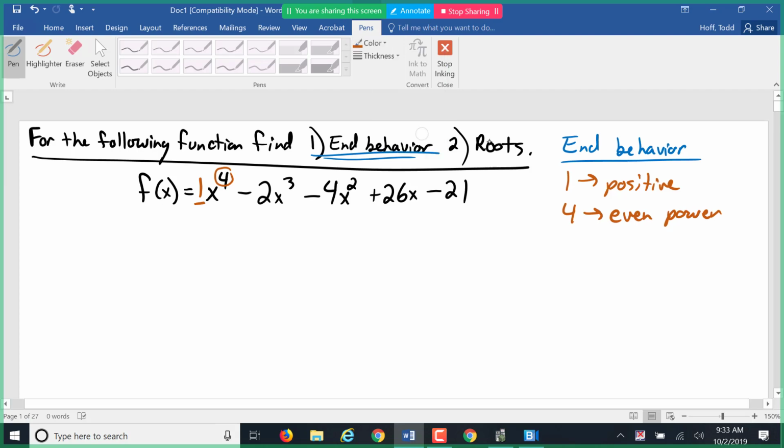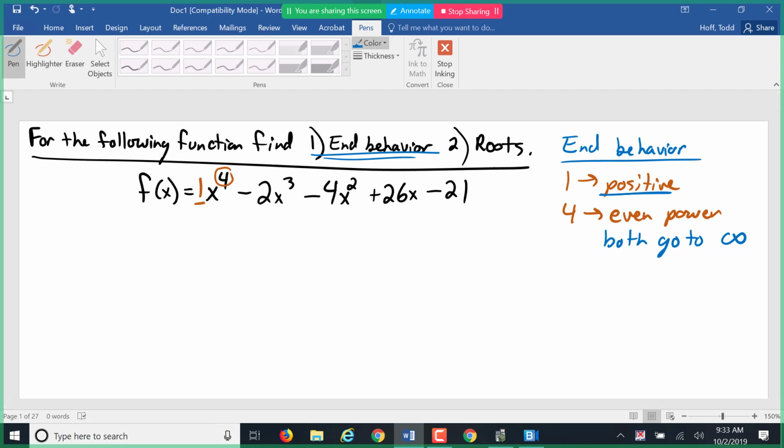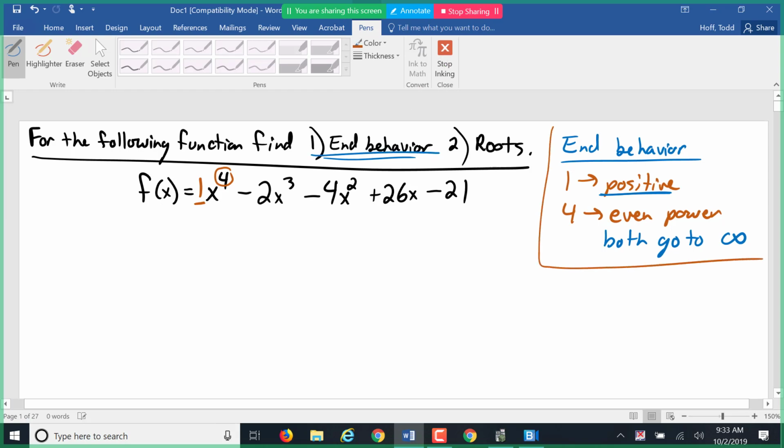Even power means both ends either go up or both ends go down. Positive coefficient means both ends go up to positive infinity. I don't need the positive in there, so I'm going to take it out because it looks confusing. It looks like a T. So that's our end behavior.